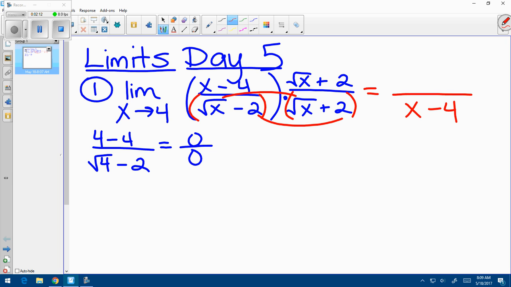Now, on top, rather than multiplying those two binomials together, which are not conjugate pairs, I always want you to leave them separated. Just express it as the product of x minus 4 and radical x plus 2. Now what you'll see, and this will happen in all the other examples, is that you can cancel those x minus 4 quantities.